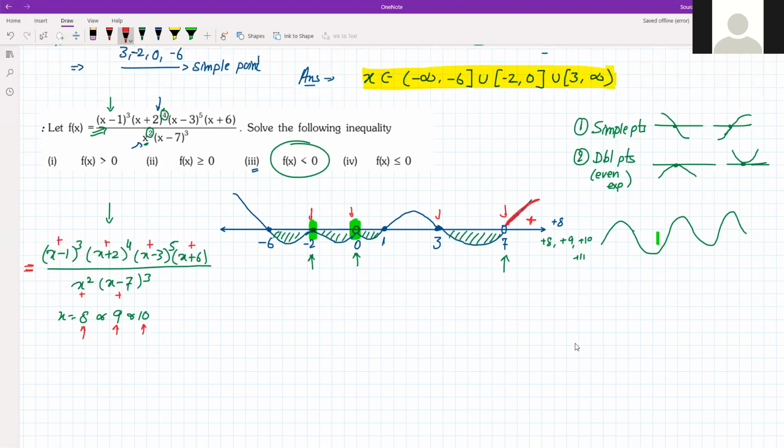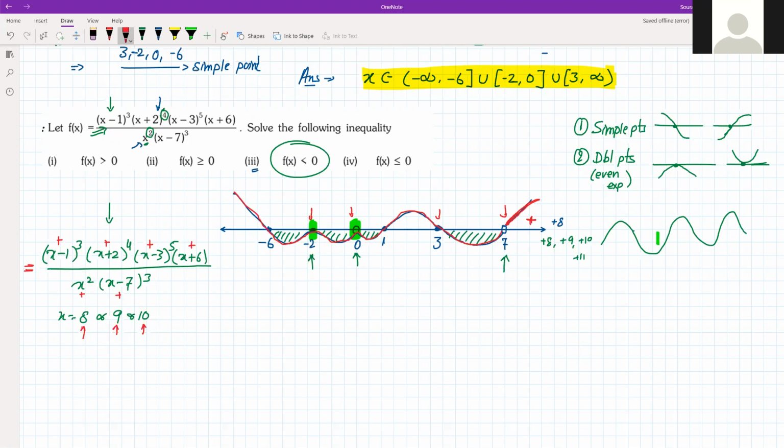On those simple points, you can see that the curve keeps on altering its side, but not here. Here it is coming back to the same side. Here it is coming back to the same side. And again at 6 is a simple point, so it will cross the number line. So this is how you are going to draw the wave.